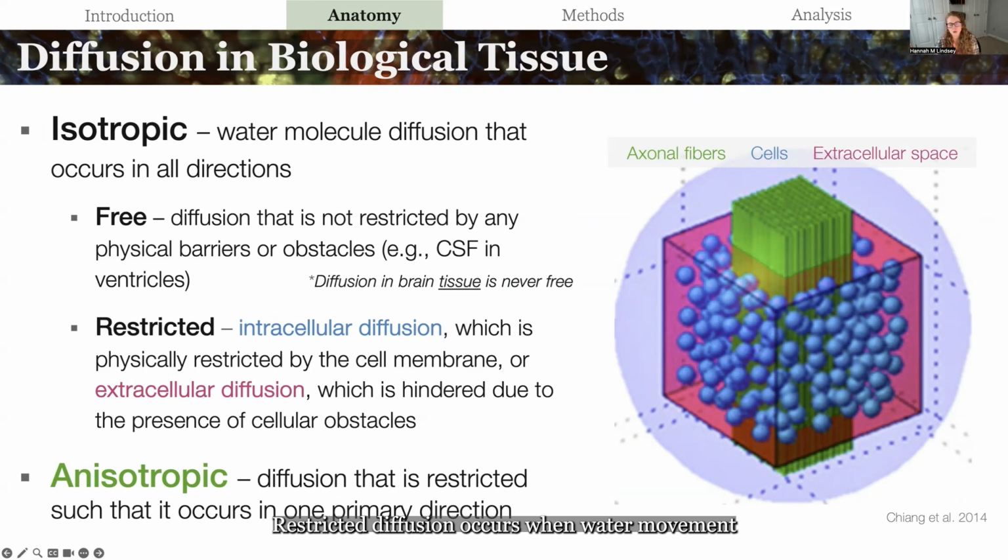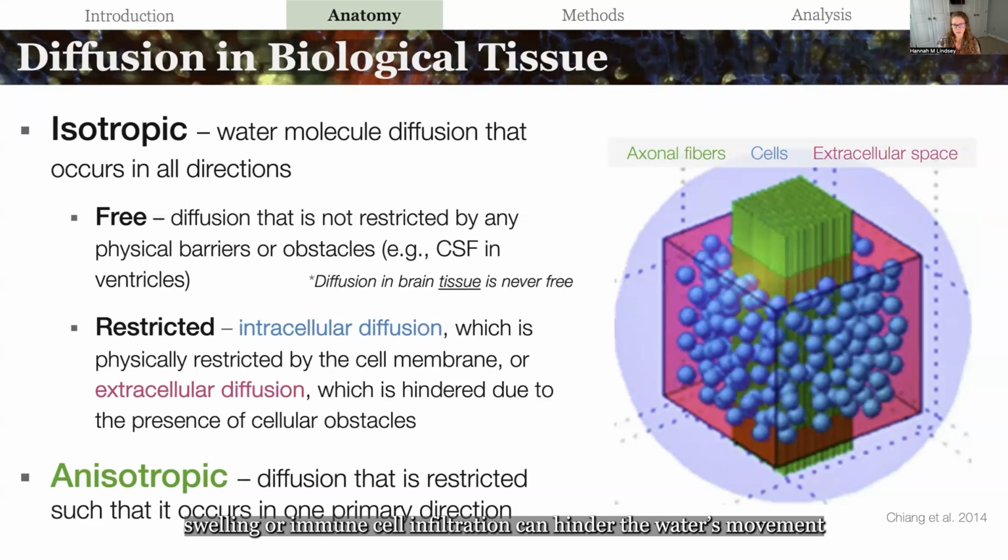Restricted diffusion occurs when water movement is constrained by something. This can happen intracellularly, where diffusion is limited by the cell membranes, or extracellularly, where it's blocked by moving through the cells themselves. So things like cell swelling or immune cell infiltration can hinder the water's movement in the extracellular environment. In biological tissues like the brain, restricted diffusion is often a combination of intracellular and extracellular effects because the movement of water molecules is influenced by both compartments.